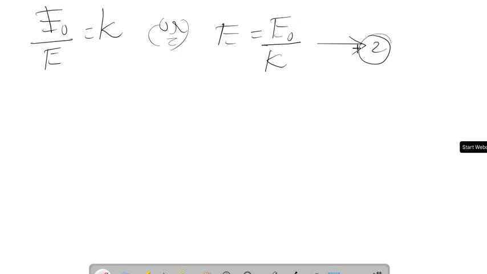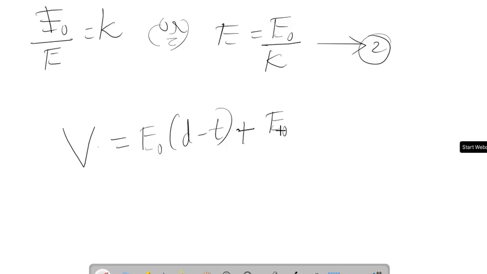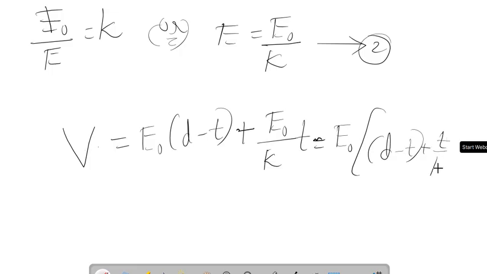Is it right or wrong? E naught divided by E, that is the previous electric field divided by the reduced value, is equal to the proportionality constant K, so E becomes E naught divided by K. Now if you substitute this in equation number 1, the potential difference V becomes E naught into (D minus T) plus E naught divided by K into T. E naught is common, so the remaining terms are D minus T plus T by K.